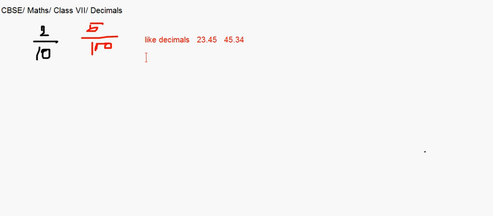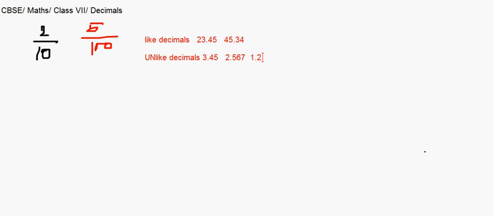And what are unlike decimals? Just the opposite of it, when the decimal places are not equal. So if I'm writing 3.45, and the other one can be 2.567, and the last one can be 1.2. The decimal places in these 3 examples are different, so they are called unlike decimals.